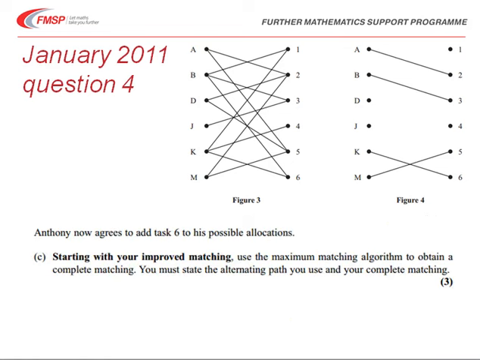Then in the final part of the question, we're told that Anthony now agrees to do an extra task, task 6, and starting with our improved matching, we're to use the maximum matching algorithm to obtain a complete matching. So we state the alternating path and also the complete matching that we managed to find.